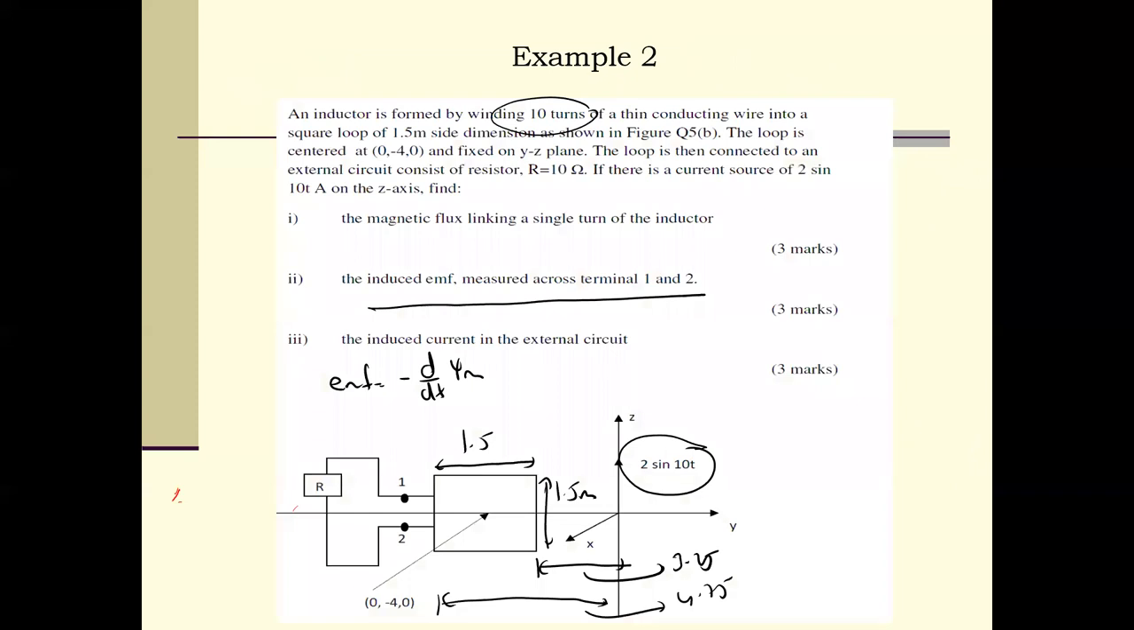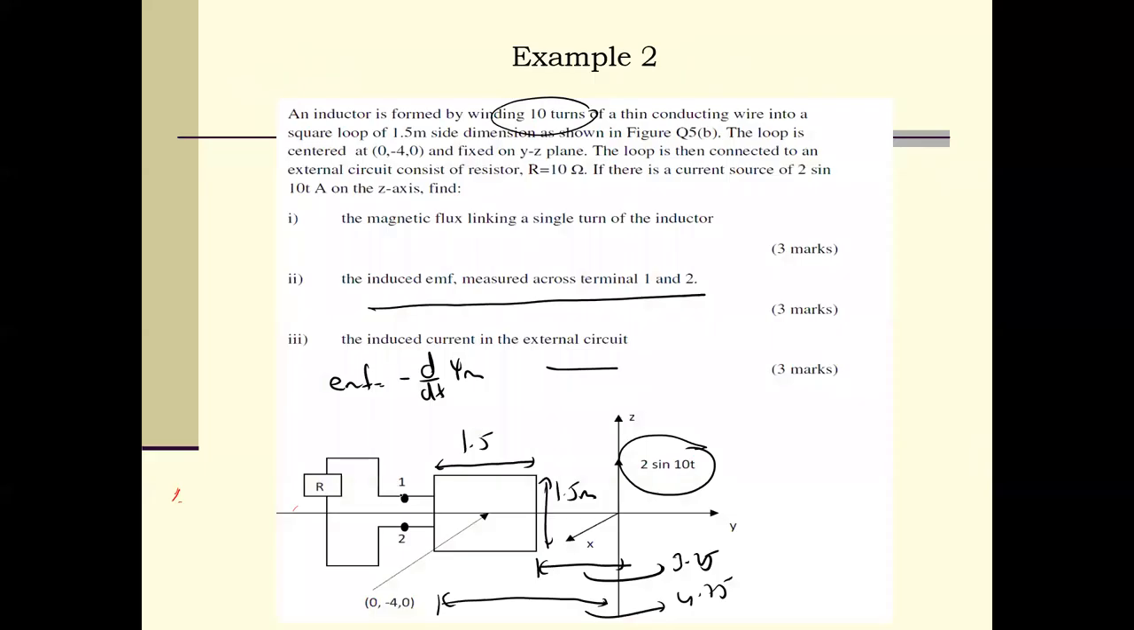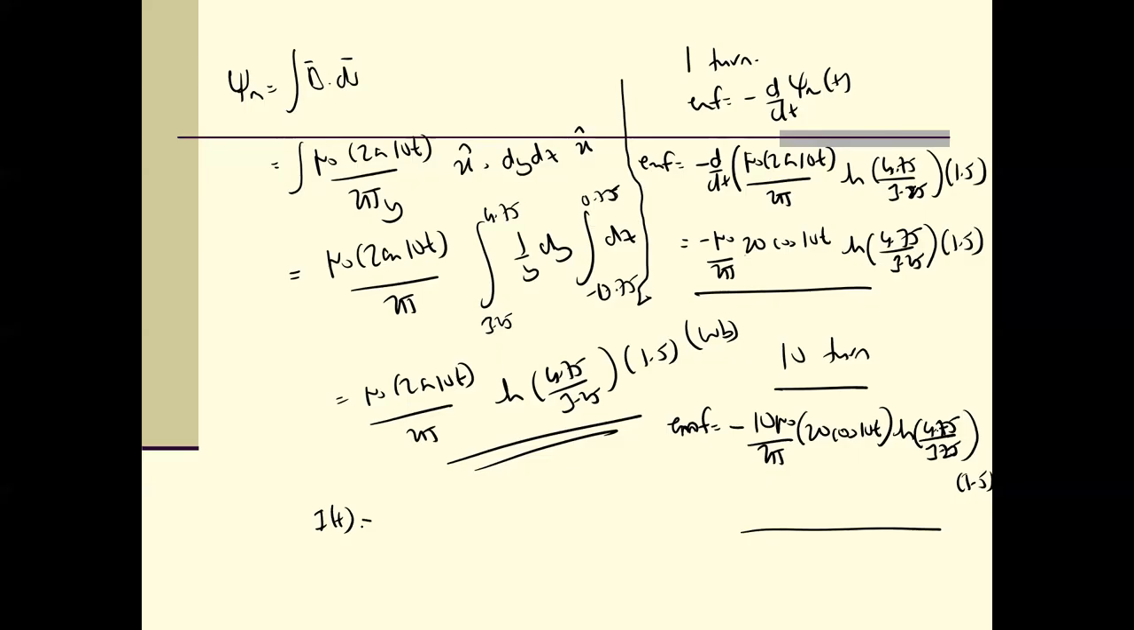Finally, we need to find the induced current in the external circuit. It's very straightforward. Once we have the EMF, we can simply calculate the induced current i(t) produced in the secondary circuit, which will be the EMF divided by the resistance of 10 ohm. So the EMF is the one calculated earlier for 10 turns of wire, and the current should be in ampere unit. So that should be the method of calculating the EMF and also the induced current for the case of transformer EMF.